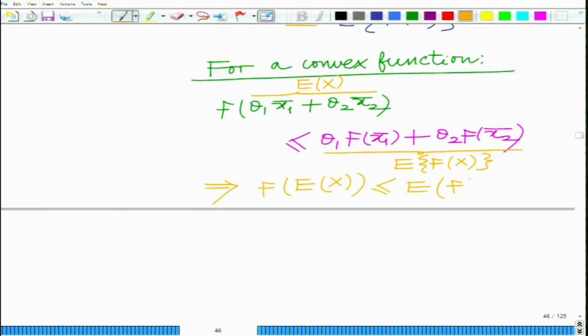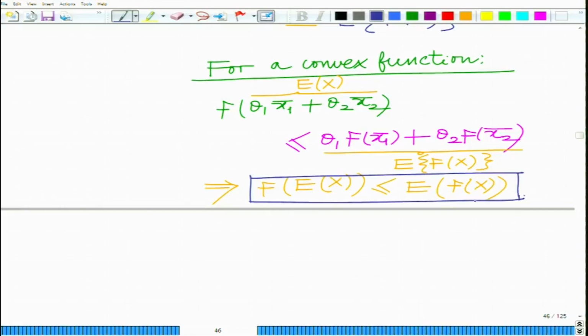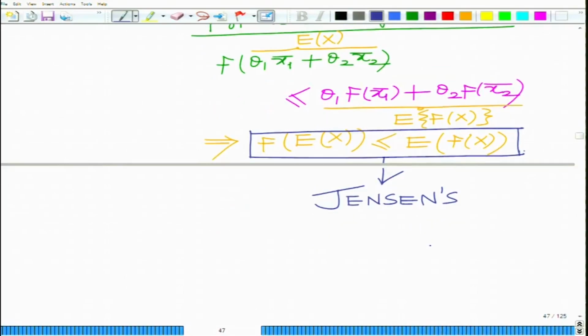the expected value of f of x, and this is basically Jensen's inequality for a convex function, I am sorry. This is basically your Jensen's inequality. It is very important and a very handy tool, as we'll see in a practical application. It is frequently used in signal processing and communications, especially in information theory. There are several instances where this Jensen's inequality is fairly handy to prove various results.